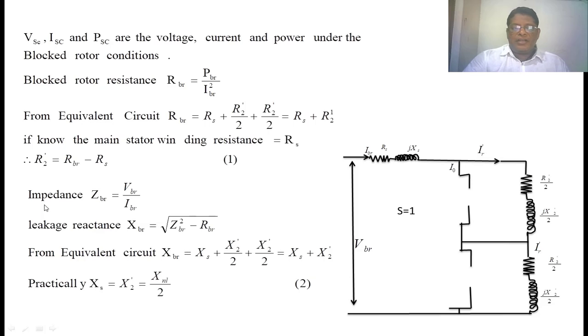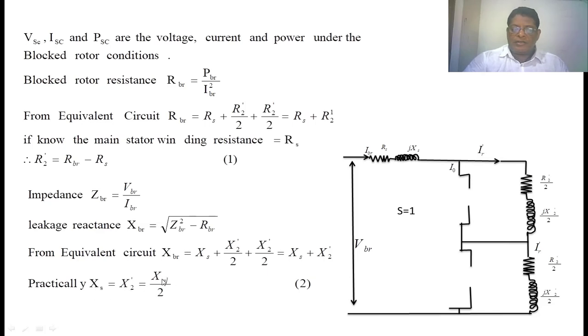Impedance of the single phase induction motor during the blocked rotor test: ZBR equals VBR by IBR. The leakage reactance XBR equals the square root of ZBR squared minus RBR squared. From the equivalent circuit, XBR equals XS plus X2 dash by 2 plus X2 dash by 2, that is, this reactance plus this reactance. If you simplify, you get XBR equals XS plus X2 dash. Practically these two values are equal, so XS equals X2 dash equals XBR by 2.